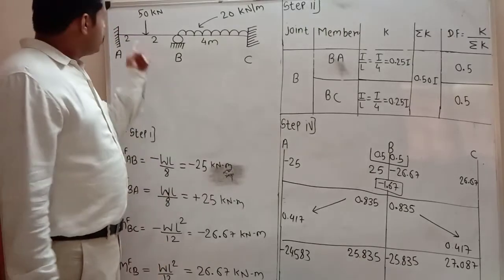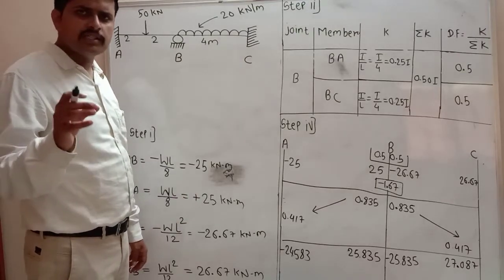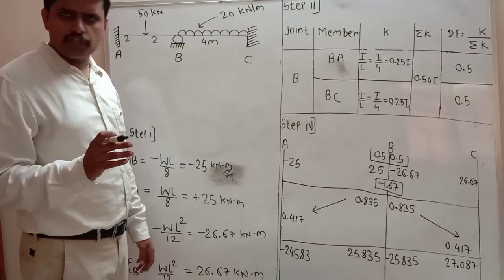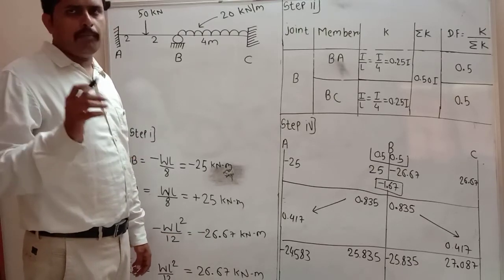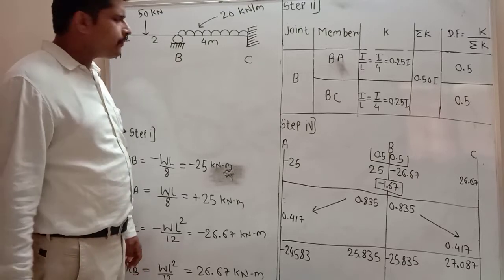So this is the diagram for the given question. The question is: analyze the given continuous beam by moment distribution method. Draw BMD, take EI constant. This is the general question.